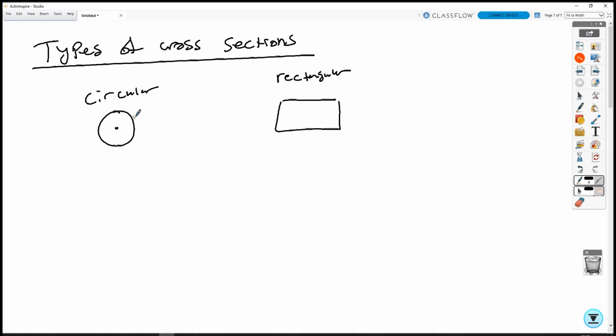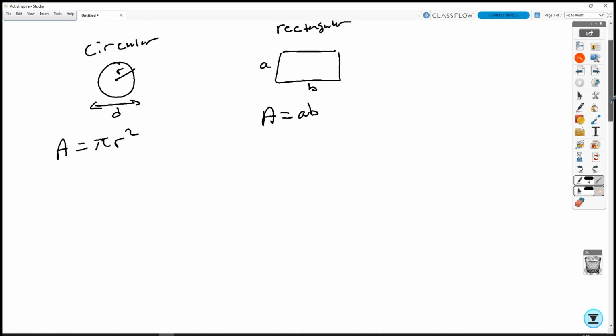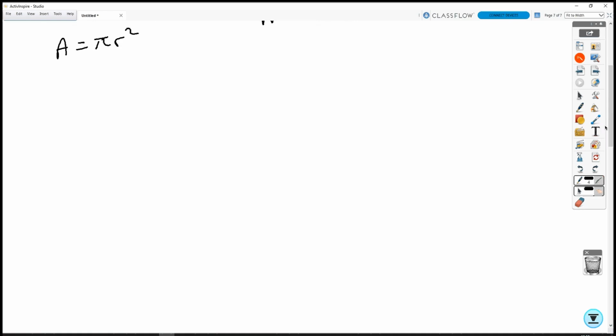So if it's circular, you'll be given either the radius or the diameter, and you know that the area is going to be pi r squared. For the rectangular, you'd need to know two sides, or one side if it's a square, and the area is just equal to a times b. So once you've got all of that information, then you can work out the Young's modulus.